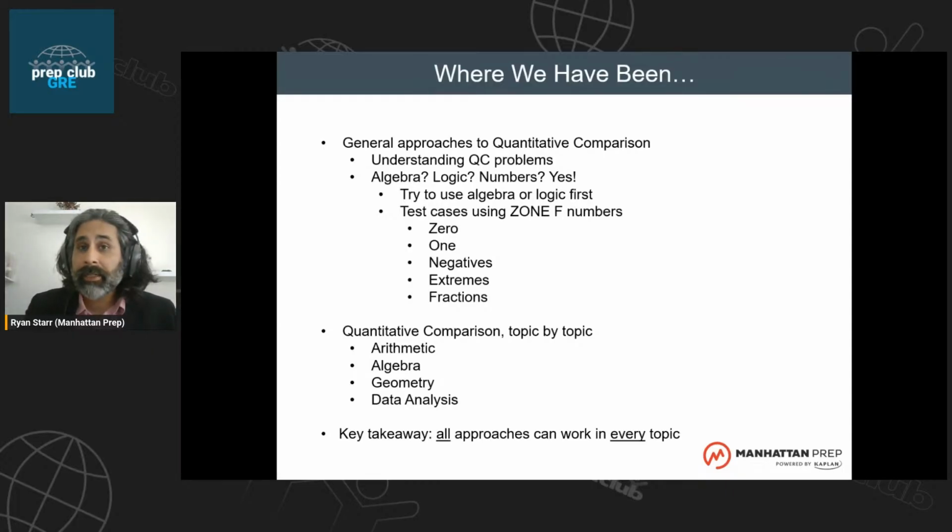Be organized in how you test cases. Use zone F to think about uncomfortable cases that might actually produce different outcomes, and study optimization, because even if you don't get any proper optimization questions on the test, and you usually will, a lot of quantitative comparison questions benefit from optimization style thinking. How can I minimize this quantity? Cool. Now how can I maximize this quantity?